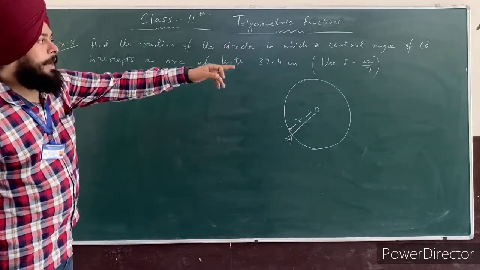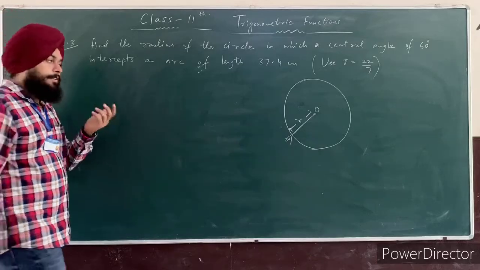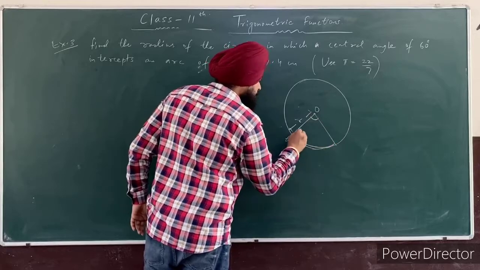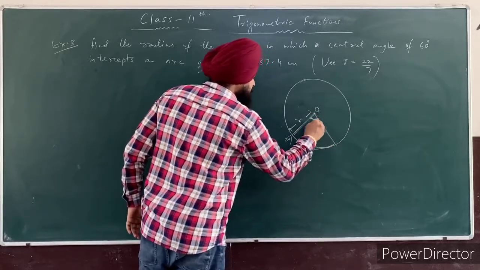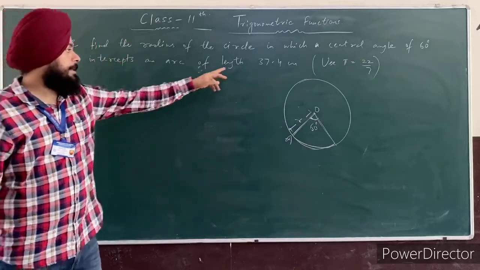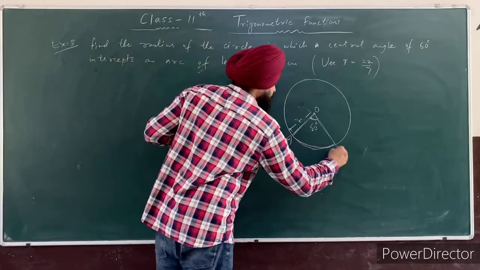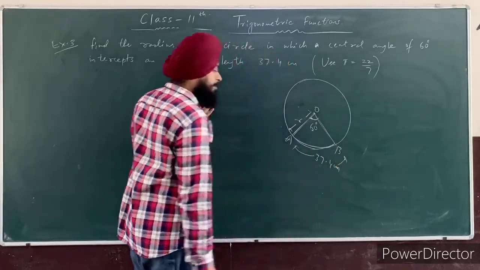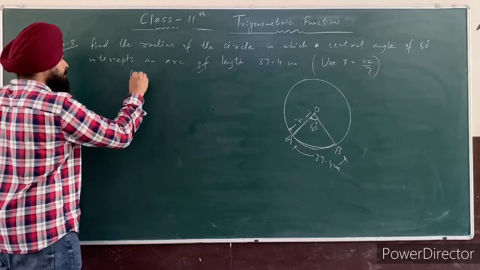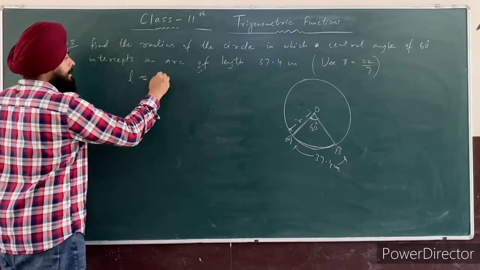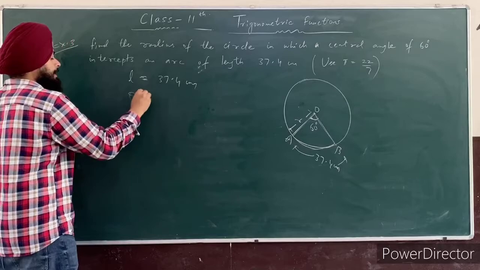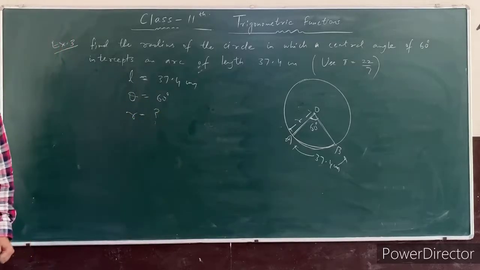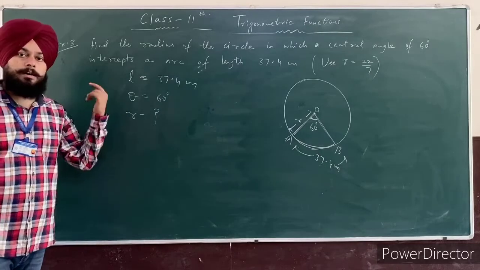In which a central angle of 60 degree, central angle is 60 degree which is subtended by an arc. Okay, the arc that makes the central angle of 60 degree, and the length of that arc is 37.4 centimeter. So first you write length of arc, taken as L, that is 37.4 centimeter and theta is 60 degree. What we have to find? We have to find the radius.